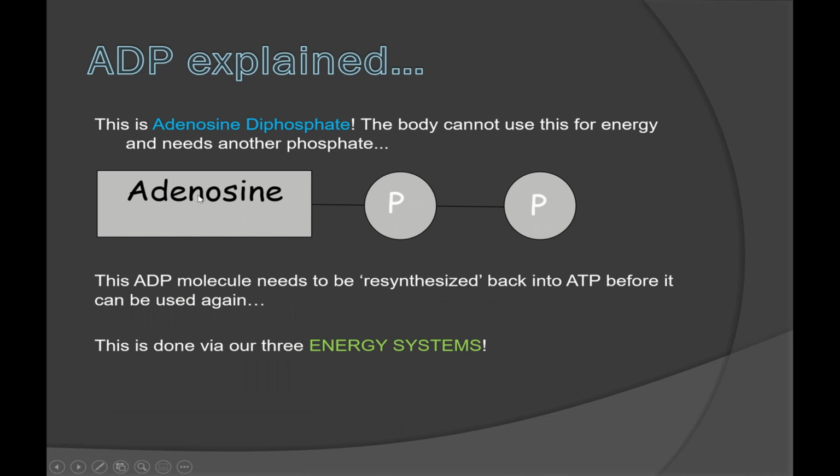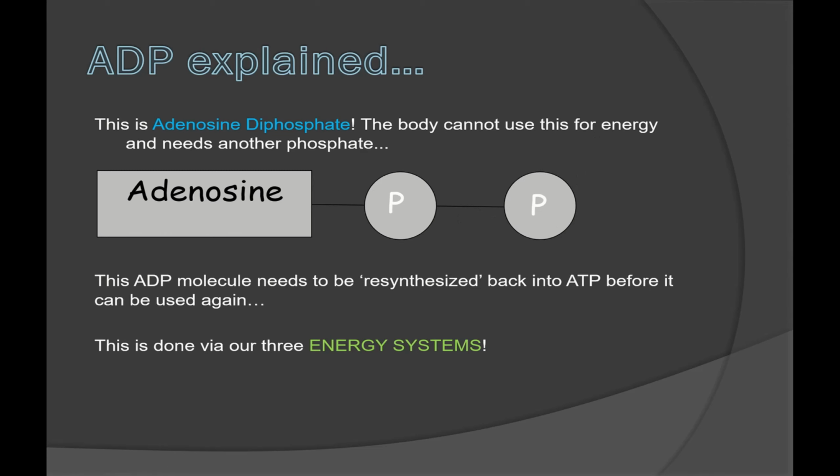So tri meaning three and di meaning two. There is also a form of adenosine monophosphate, mono meaning one, where that second phosphate group is broken off and we're just left with one. Now, what happens is that we need to resynthesize ADP back into ATP. Provided that there is energy available, the body will resynthesize and add that phosphate group to make stored energy in the form of ATP.